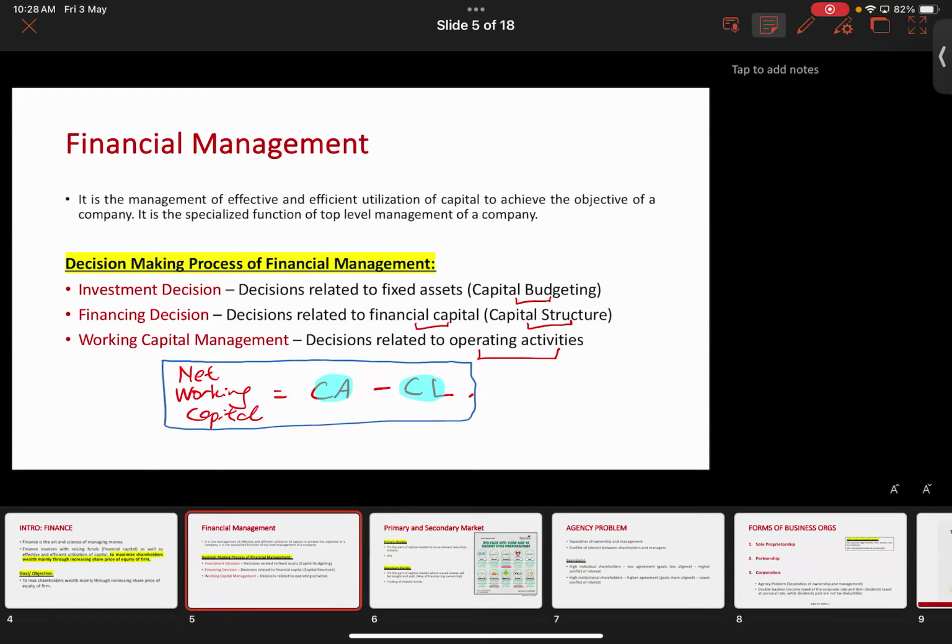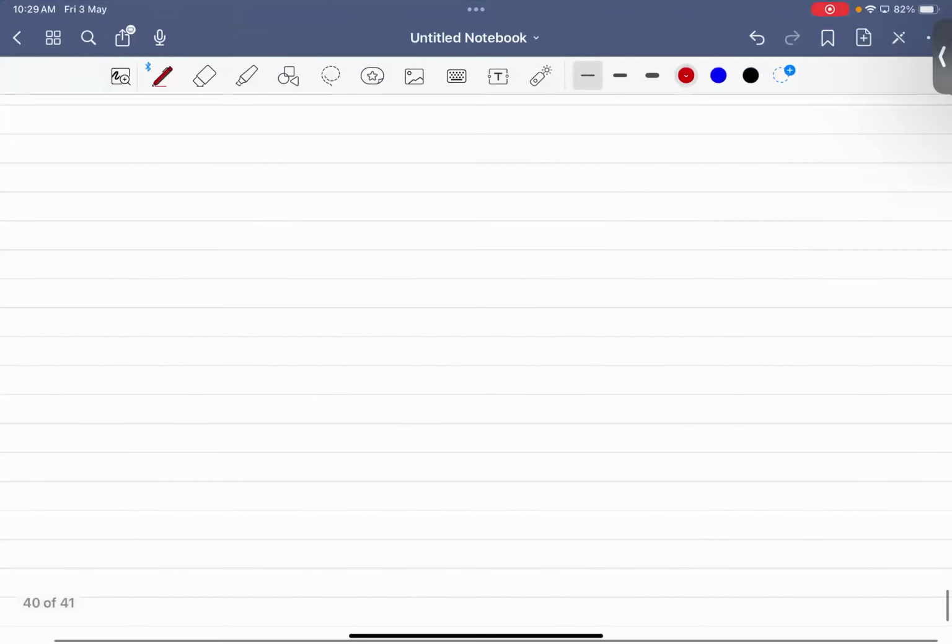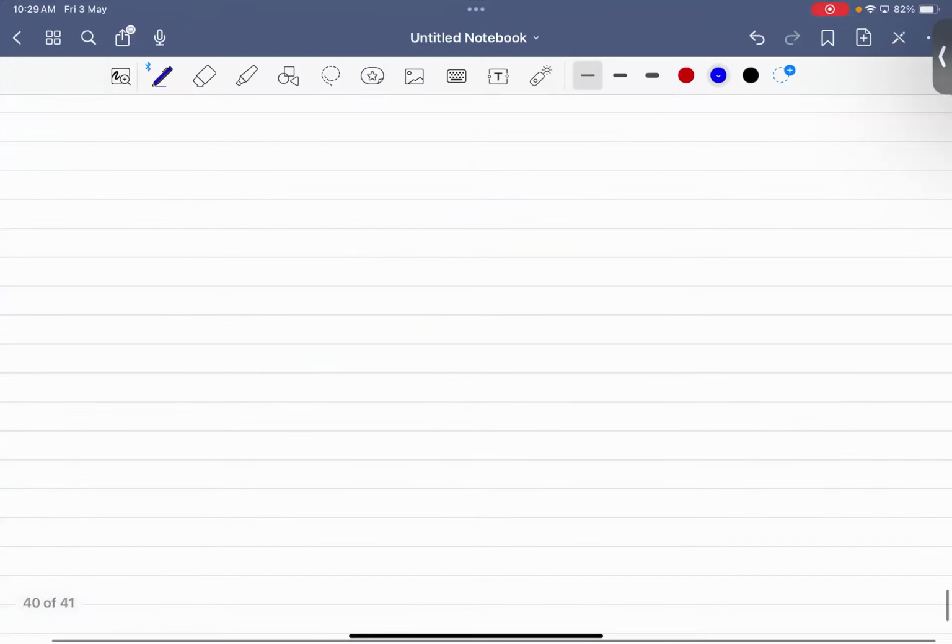Okay, so some extra things. Now, from the balance sheet, we can have a look into these three main decisions as well. So same thing, let's have a look into some extra notes over here. Let's say we look into the balance sheet because we're going to look into that in your next chapter.